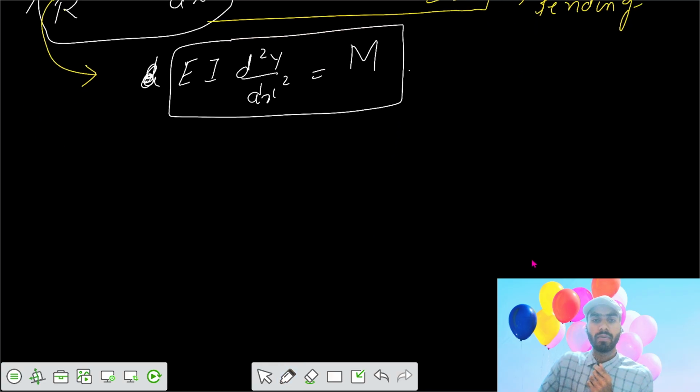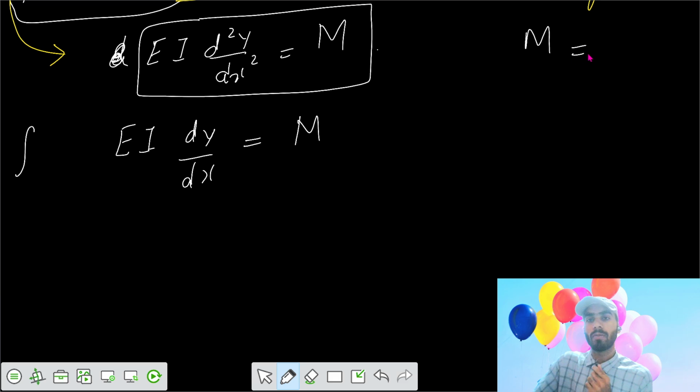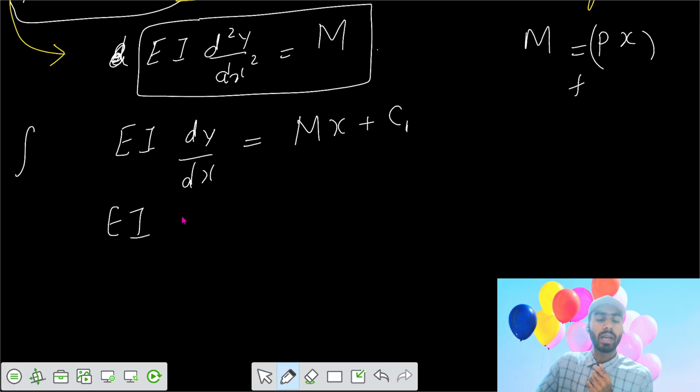Now let's integrate the equation. We write EI dy by dx. After integrating with respect to x, it becomes the integral of M. Your moment is a function of loads and x also. So we can write Mx plus some constant c1. Similarly, if you integrate a second time, you get EI y equals Mx squared by 2 plus c1x plus c2.